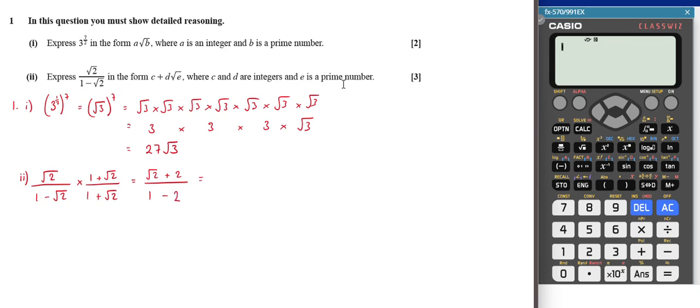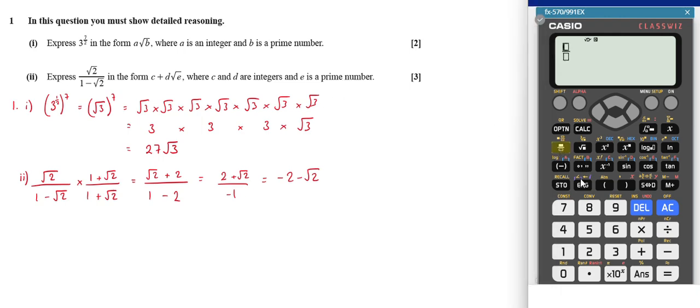That is going to give me then, I'm going to put the number first, 2 plus root 2 over minus 1, which tidies up to be minus 2 minus root 2. And you can double check that on the calculator if you wish. Let's do that. So I've got root 2 over 1 minus root 2 is minus 2 minus root 2. So that's a good sign. We've got that one correct.